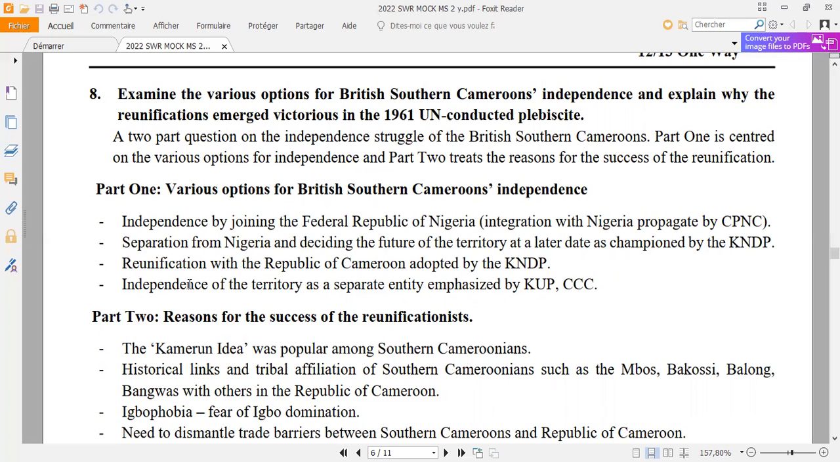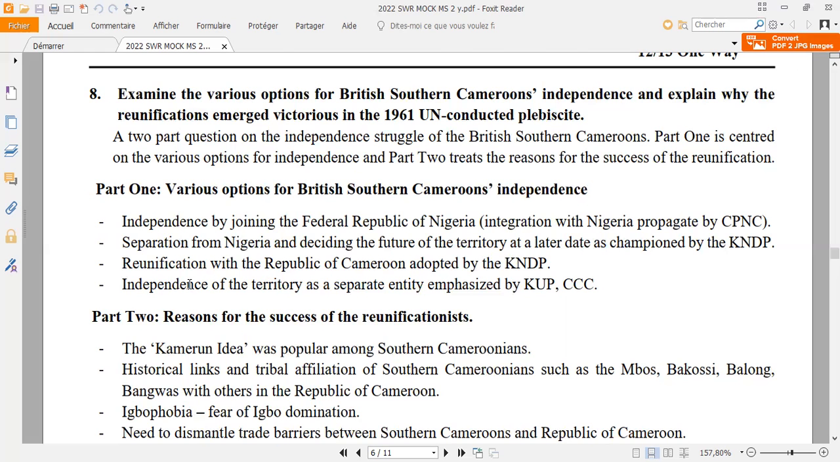That's integration with Nigeria propagated by the CPNC of Ndele. You have the separation from Nigeria and deciding the future of the territory at a later date as championed by the KNDP. You have the reunification with the Republic of Cameroon adopted by the KNDP, and you have the independence of the territory as a separate entity emphasized by the KUP and the CCC.